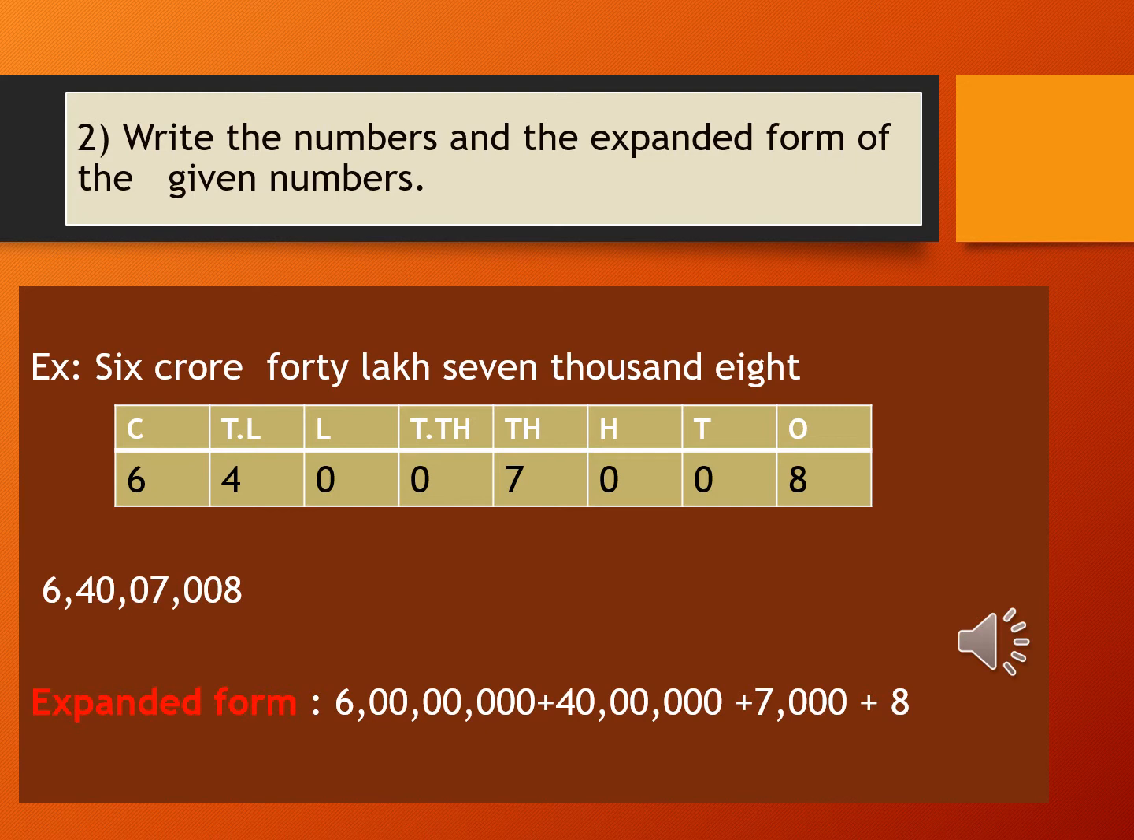The leftmost digit 6 comes under the crores position, so 6 crore. Next, 4 under the 10 lakhs position, 40 lakh. Under the lakhs and 10,000s positions, only zeros. Next, under the thousands place, 7. And under the hundreds and tens places, again 0. And under the ones place, 8. So, its expanded form is 6 crore plus 40 lakh plus 7,000 plus 8.